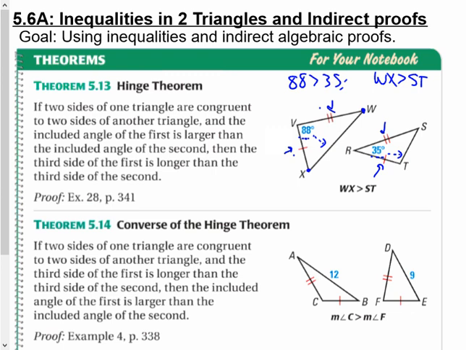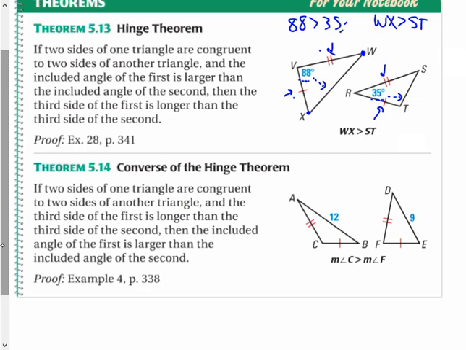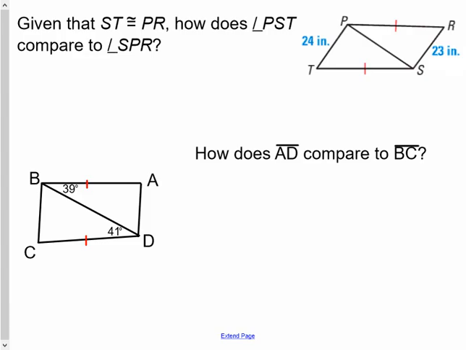The converse of this is if we have three sides, but the third side is different. We have side 12 and side 9. Well, because 12 is bigger than 9, the opening angle across from 12, so angle C, must be greater than the angle across from 9, which is angle F. So what do problems look like for this?